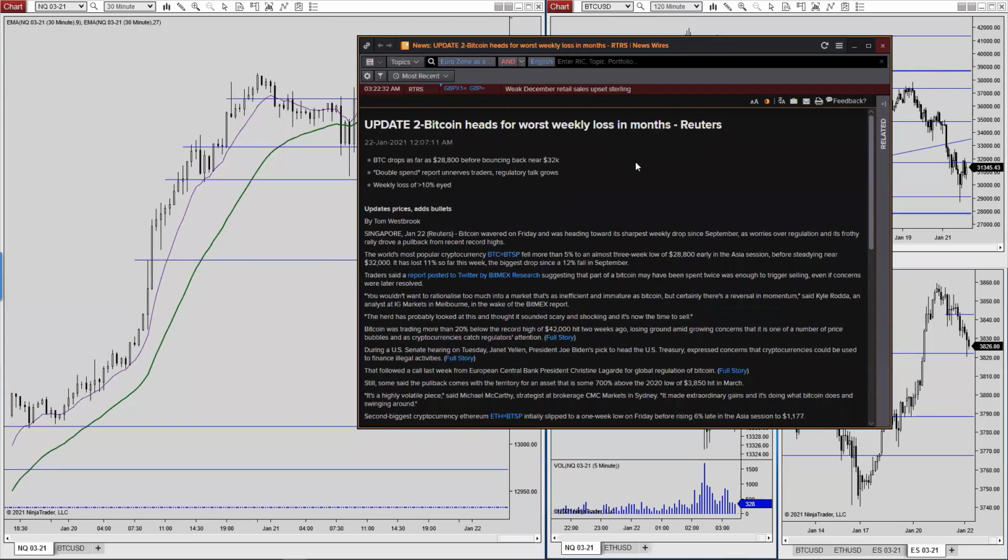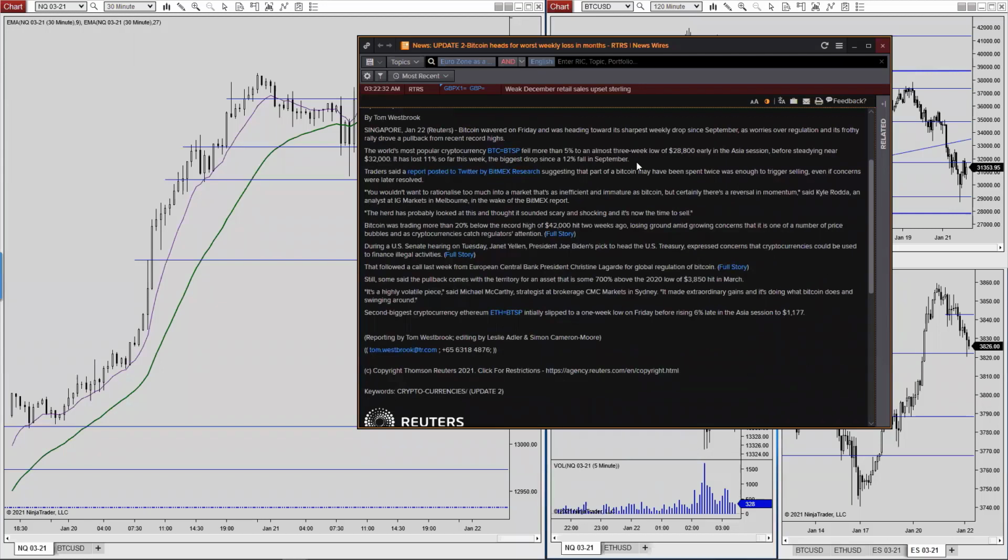Bitcoin heads for the worst weekly loss in months. Bitcoin wavered on Friday and was heading towards its sharpest weekly drop since September as worries over regulation and its frothy rally drove a pullback from the recent record highs. The world's most popular cryptocurrency fell more than 5% to almost a 3-week low of 28,800 early in the Asian session before steadying near 32,000.